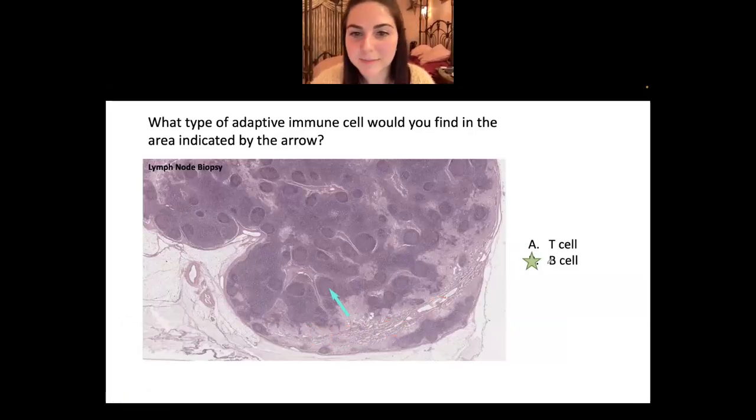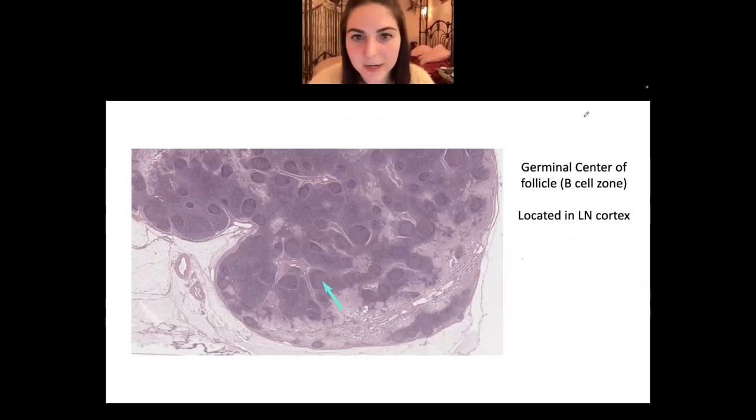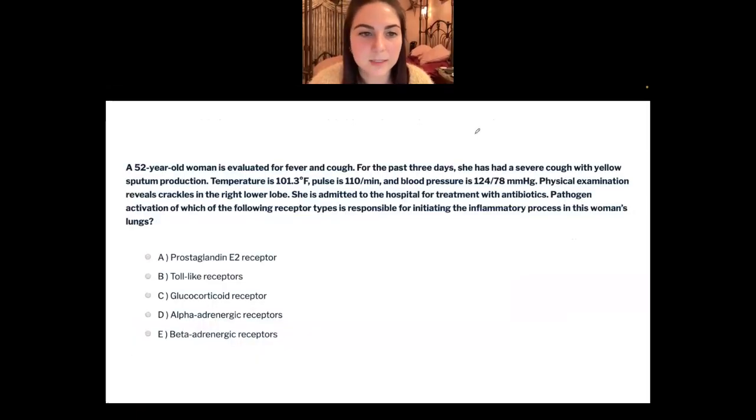And this is an actual biopsy too. So I wrote here, I just made this up randomly. This is a germinal center of a follicle, which would be the B cell zone, aka the cortex. And this is located in the lymph node cortex. Yep. Okay. Next.